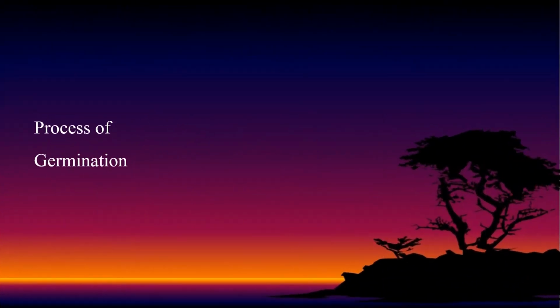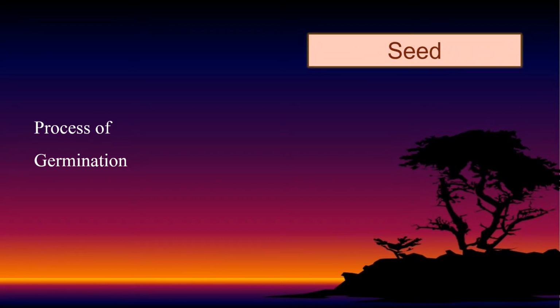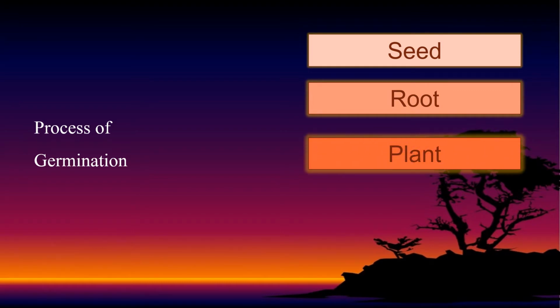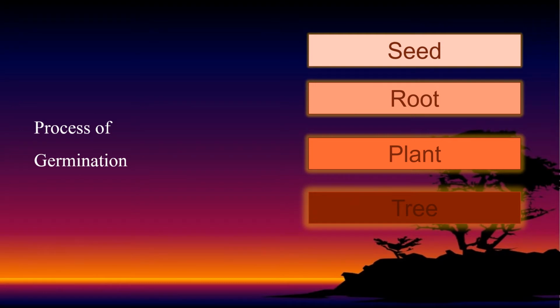Now, the process of germination. When we are talking about the process of germination, first we are sowing a seed. So the first level is the seed. The second level, we have a small root. Then the third level is a small plant, and then the fourth level is the tree. After the four levels, we get a tree.